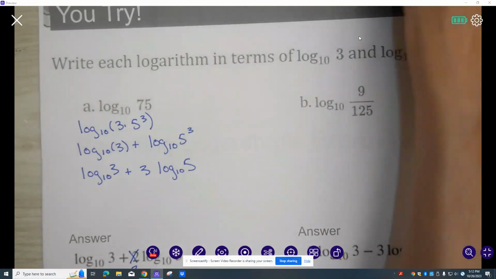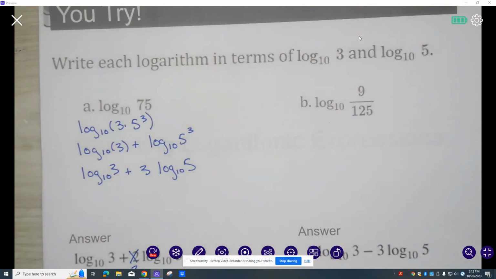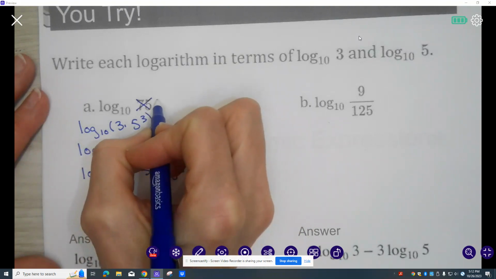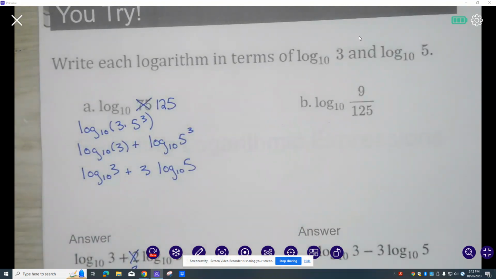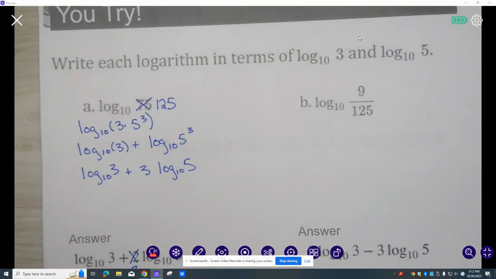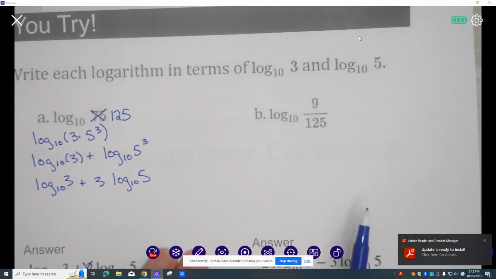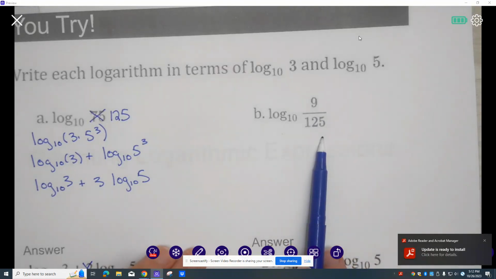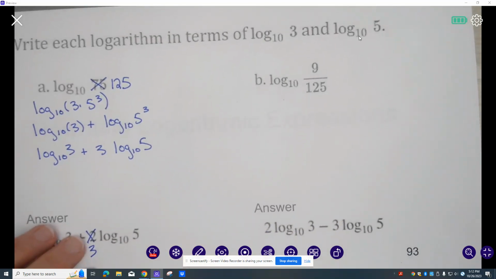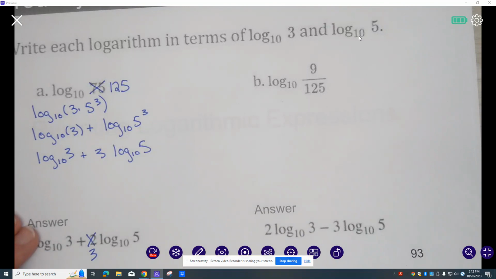No, that's 125. I think there's maybe an error in this problem. 75. Okay, I am actually going to have you change this to 125. Yeah, and then that will work. Okay, good thing we did this. 125, that should be. Okay, and then this one, you want to use the quotient and the power property. So see if you can get to this answer.